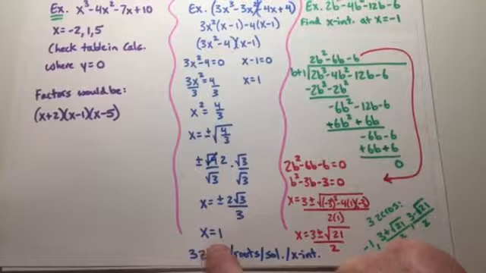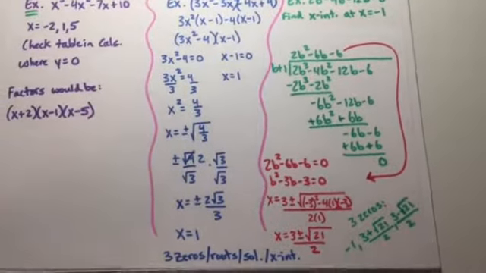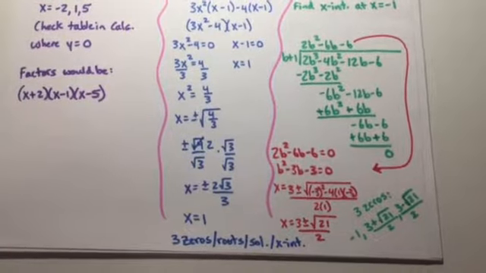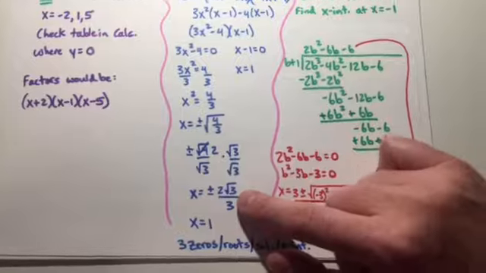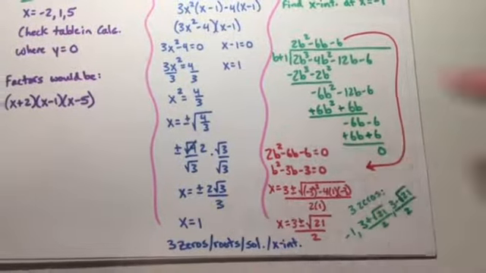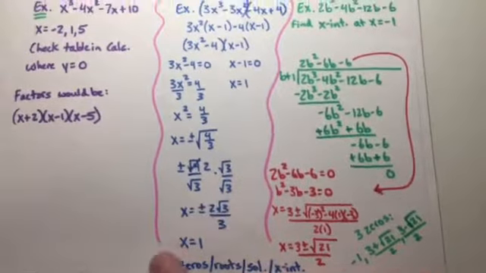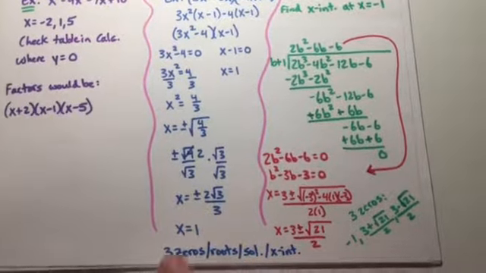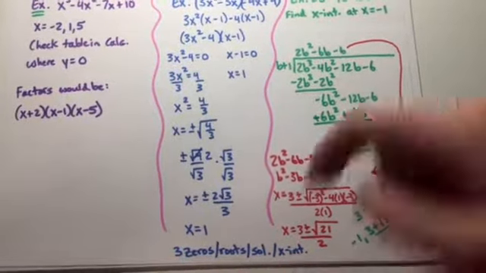So that certainly is irrational. It would not have been an easy one to find on the calculator. It would have given me a decimal, but for instance on the SAT or the ACT, they usually write them in this form. And then you have to play the whole decimal matchup game, and that takes time that you don't need to take. So this one had 3 zeros, roots, solutions, x-intercepts. Remember, those all mean the same thing.